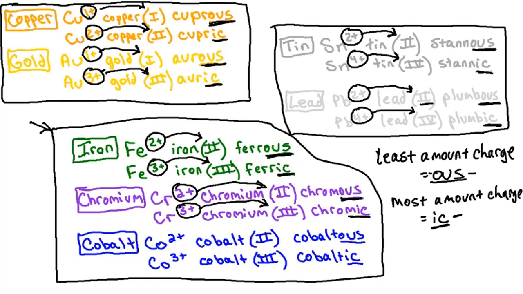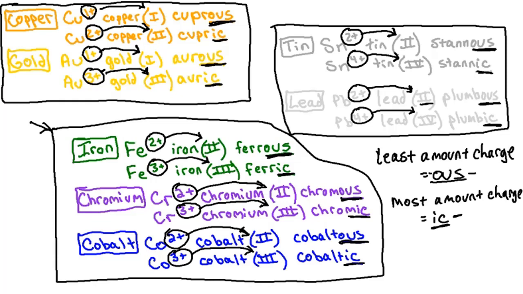Now finally, cobalt. Cobalt is abbreviated Co, and it can either have a 2 or 3 positive charge, and that's what tells what Roman numerals we're going to put after the name. And so the cobalt with 2 positive charge is going to be called cobaltous, and the cobalt with 3 positive charge is going to be cobaltic.